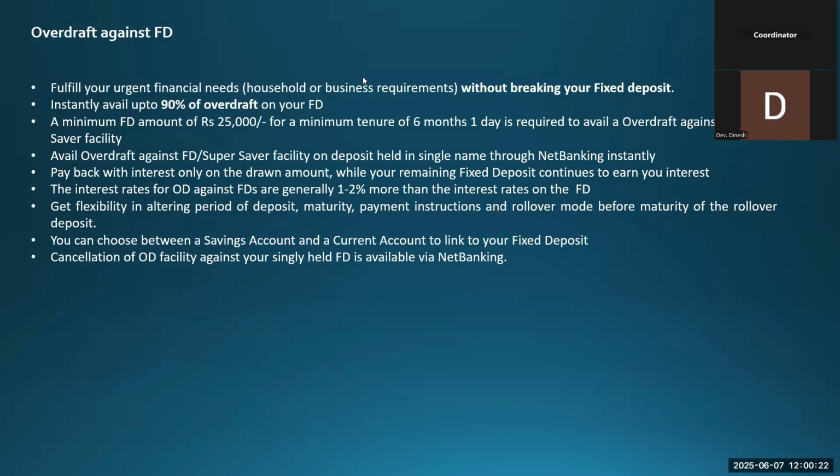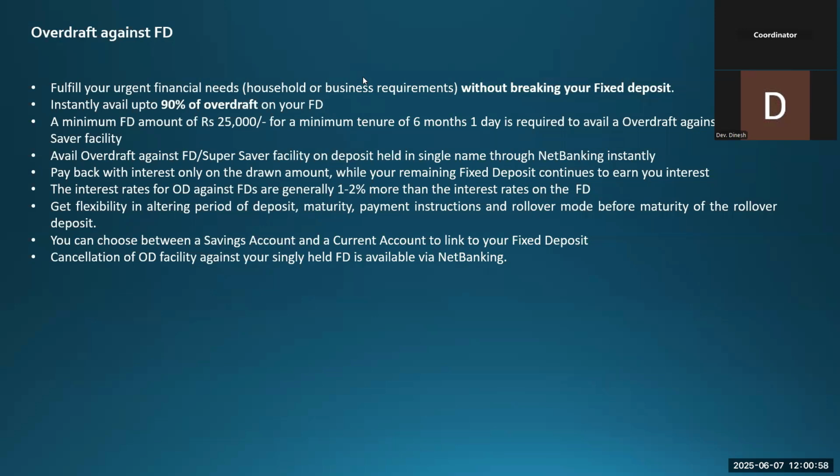Overdraft against FD: you can get funds for your financial needs without breaking your FD. As we know, banks charge a penal interest rate for pre-closure or premature closure of FD. If you want to avoid that, you can avail up to 90% of your FD as an overdraft amount. A minimum of 25,000 rupees for a tenure of 6 months and 1 day is required to avail an overdraft against FD.